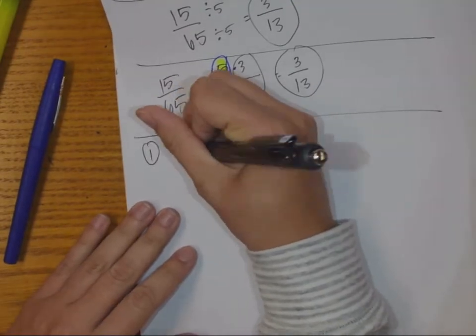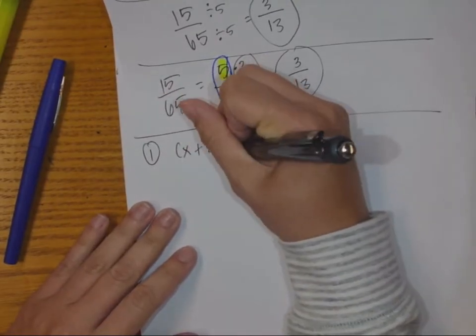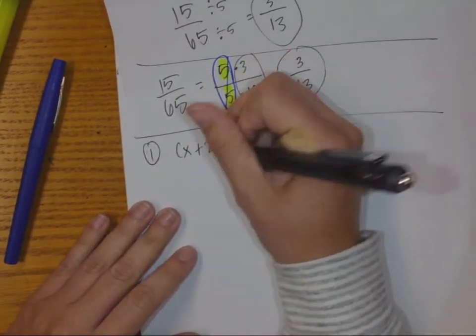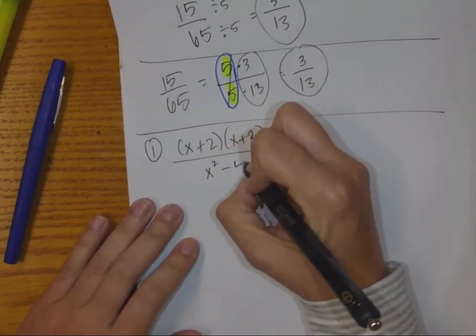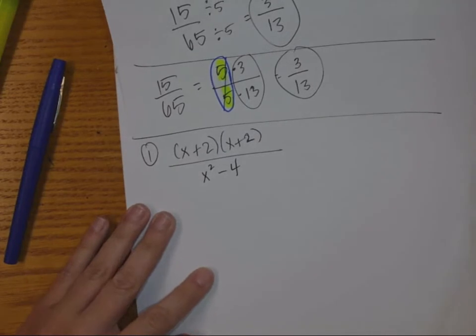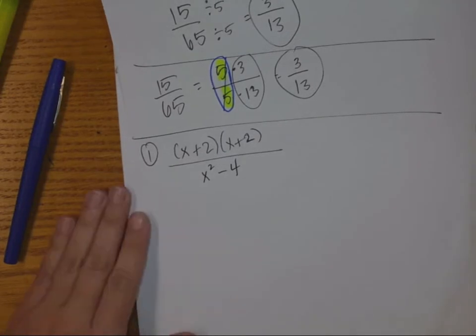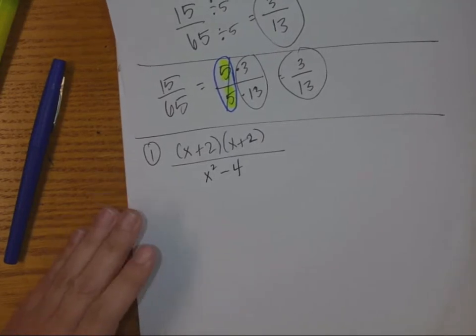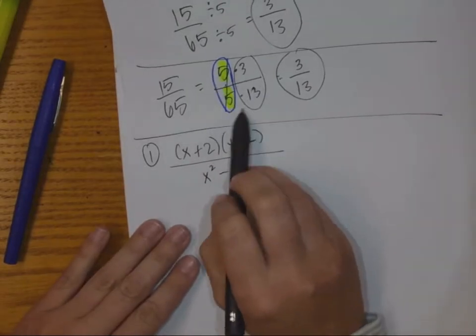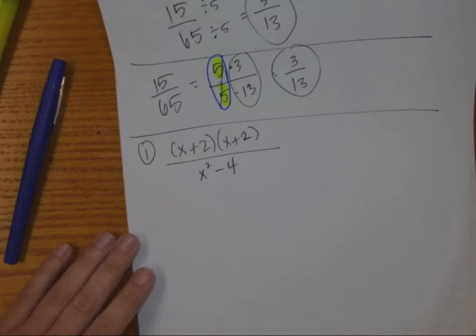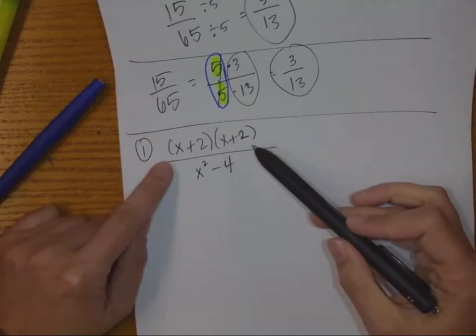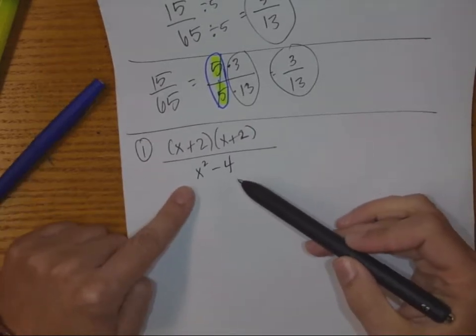So if the problem was x plus 2 times x plus 2 on top, and on the bottom it was x squared minus 4. Okay, so our first step is we need to factor anything that can be factored here. And then once we have everything factored, once it's written like a multiplication problem, then I can cancel out or divide out things that are exactly the same. So the top is already factored for us. The bottom, though, I need to factor it.